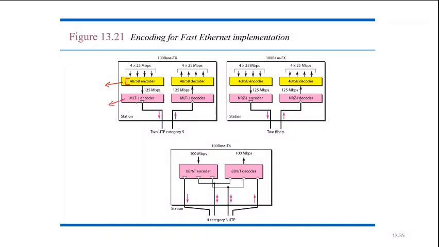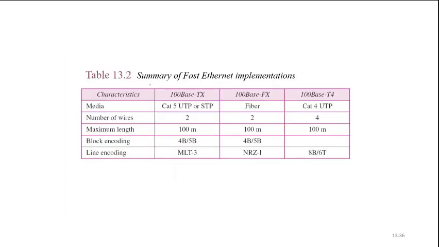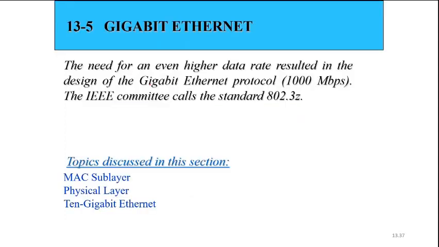MLT3 encoders are used here basically. So this is how the encoding is done. In fast Ethernet, the MLT3 type of encoding is basically used. So yeah, the summary is given here.